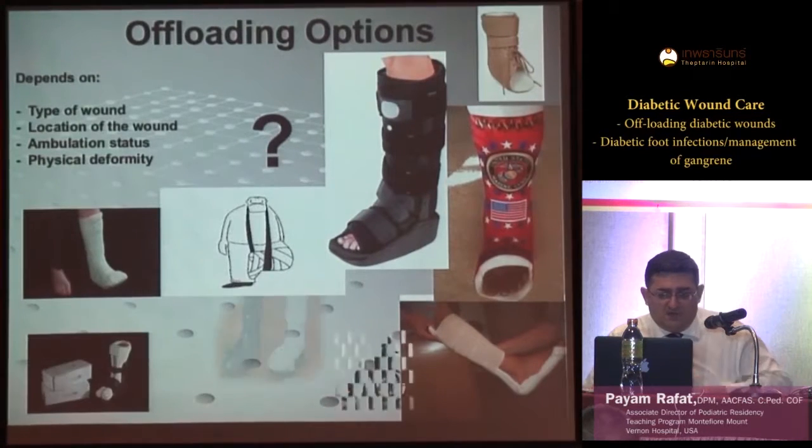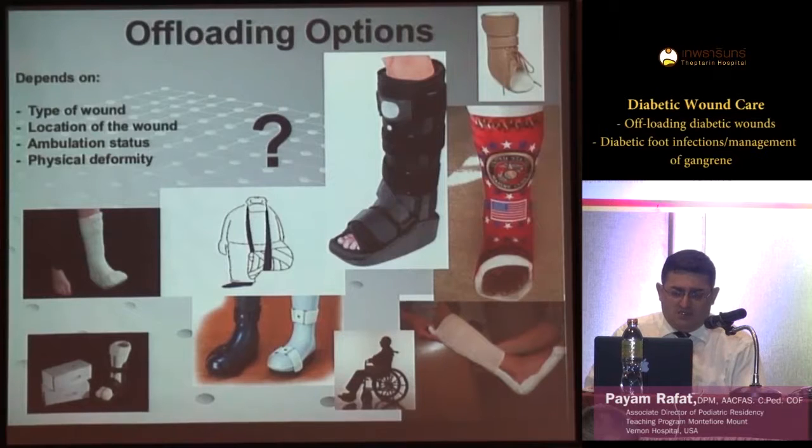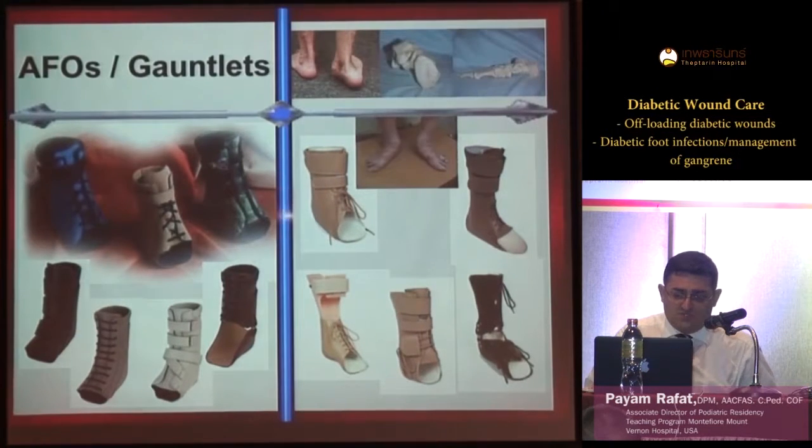Now there's various offloading devices available, and really it depends on the patient. It depends on the type of wound, the location of the wound, the patient's ambulation status, and the physical deformity. So AFOs, which are ankle foot orthoses, they have various types available, gauntlet types. They are very good in being able to support the foot and ankle, especially a patient with a very planovarus foot type or possibly even a Charcot foot type deformity.